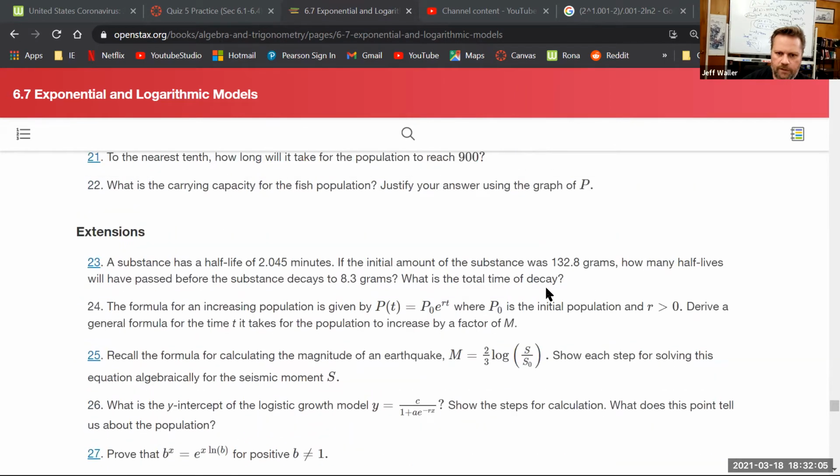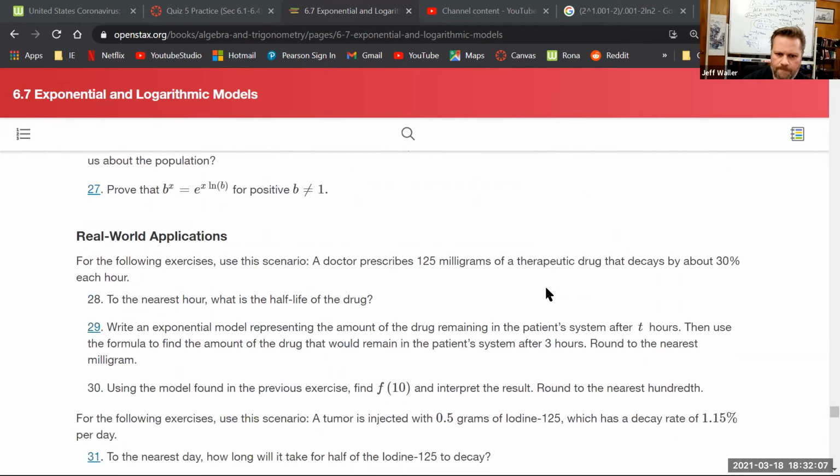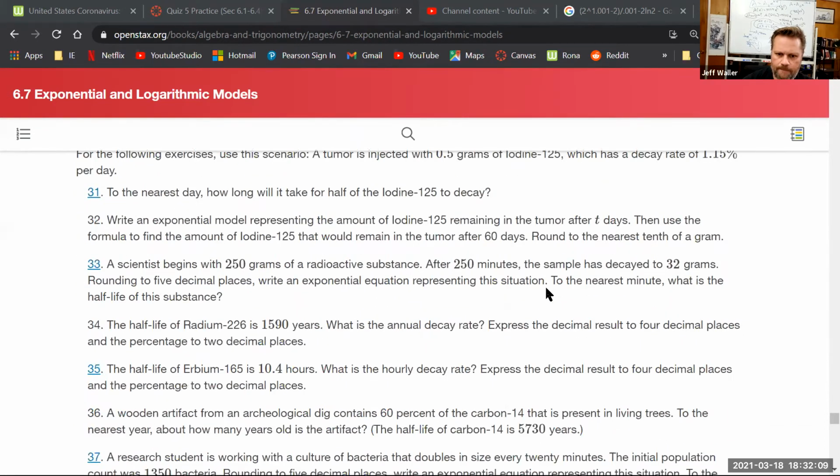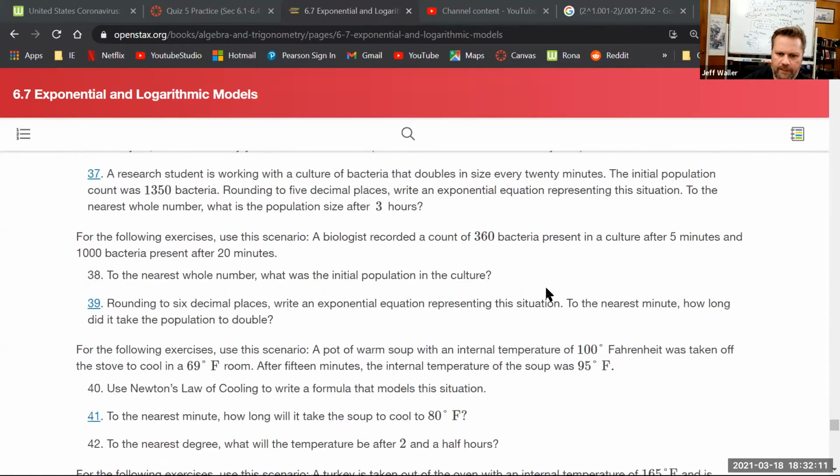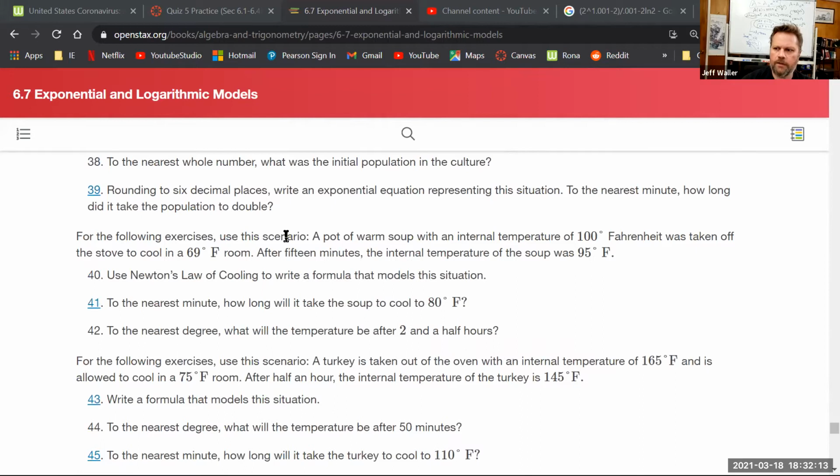Where's Newton's law? There's some Half-Life stuff. I like it. Here we go. All right, let's do this.